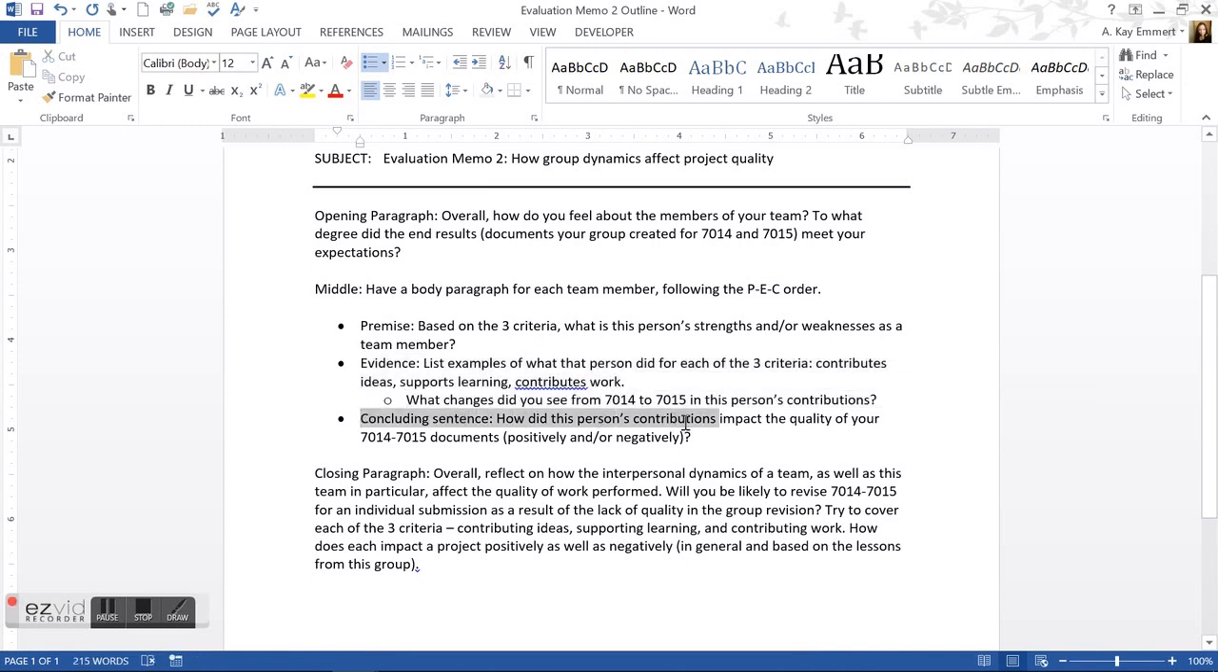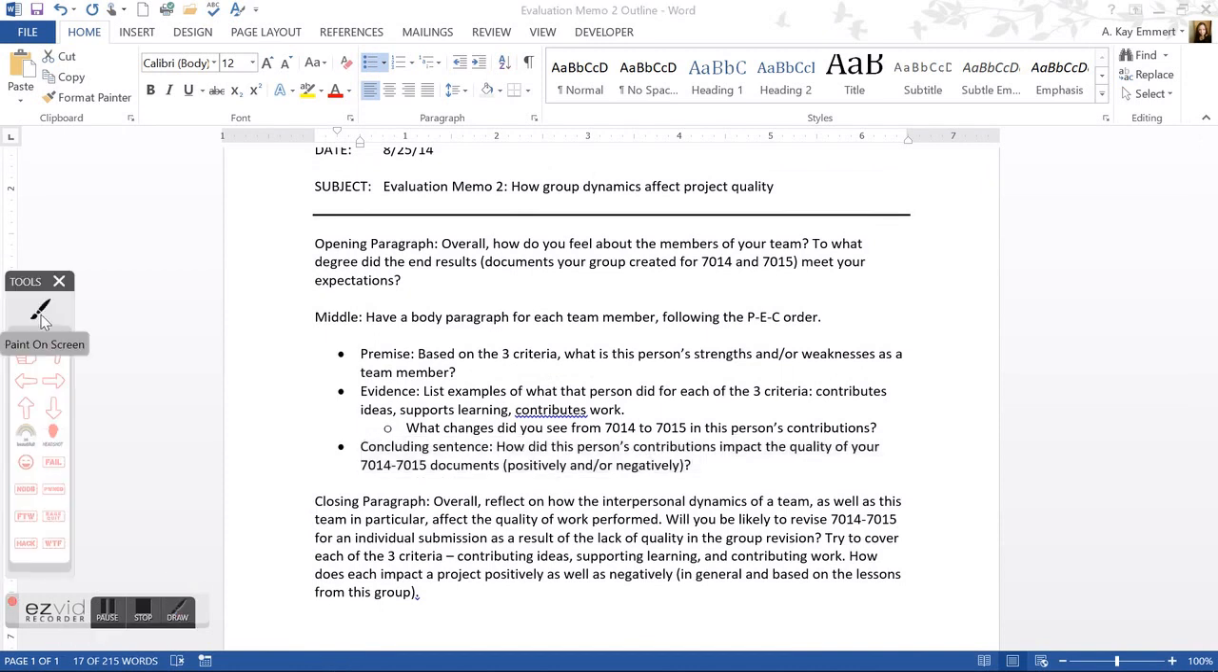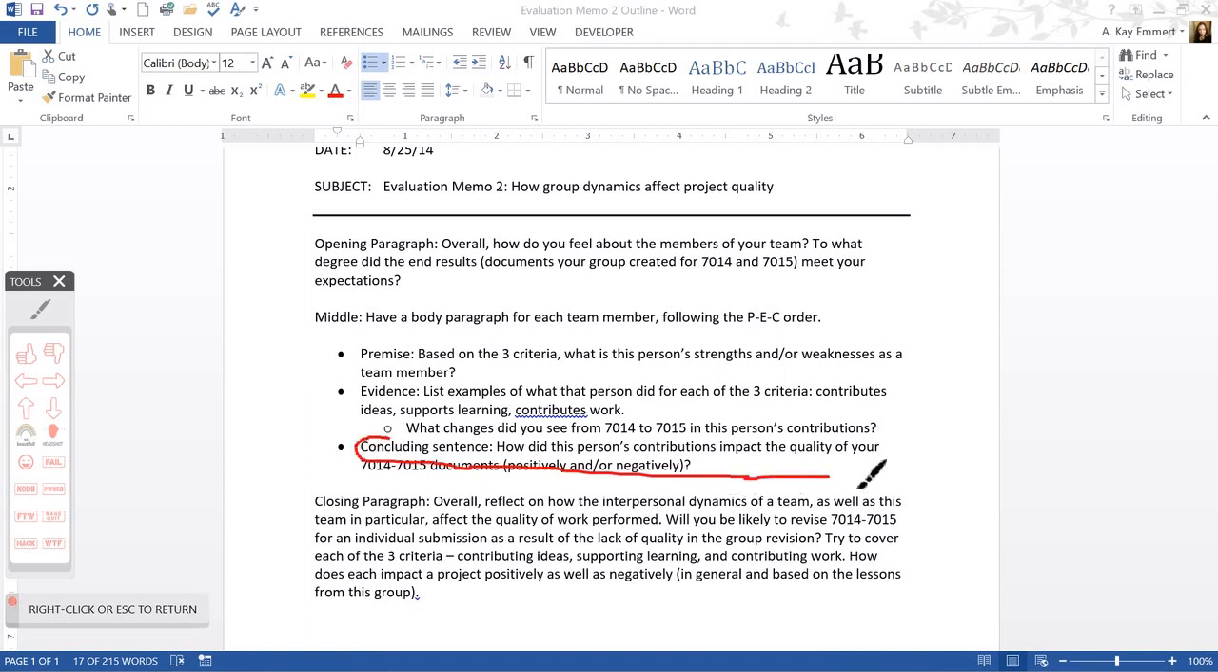And then, this is the part that's going to be really different. Remember that the concluding thought of a paragraph connects the content of that paragraph to our overall purpose. So if our overall purpose is how did the group dynamic affect project quality, then in your concluding sentence of this paragraph about Sarah, connect her contributions to the quality of the project. Okay, so you're answering, how did this person's contributions or lack thereof impact the quality of your group documents in positive as well as negative ways? So again, this concluding thought can be all positive, all negative, or probably a blend of both.